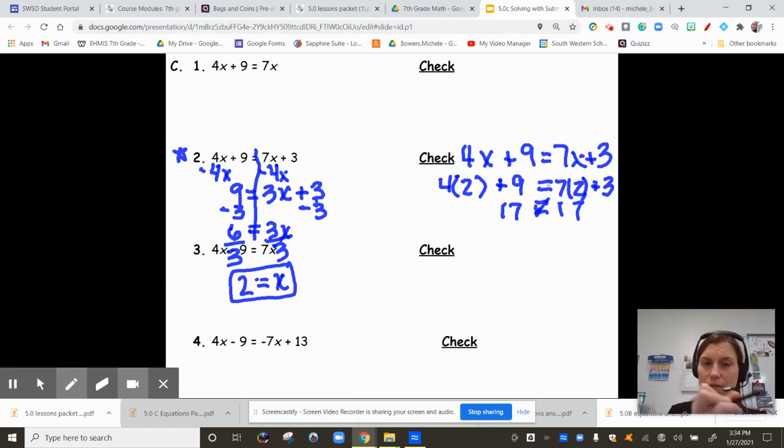If you solve and you get done and the number on one side is not the same as the number on the other side, then you do not have the correct solution. That means your check has failed and you need to go back and find your mistake.